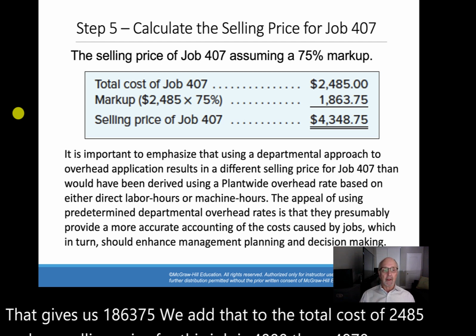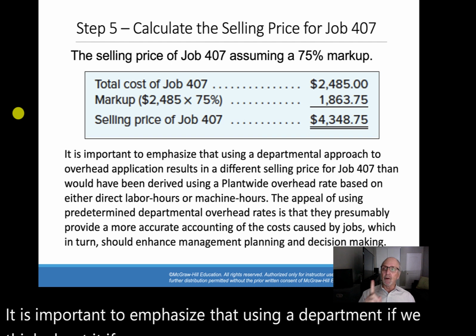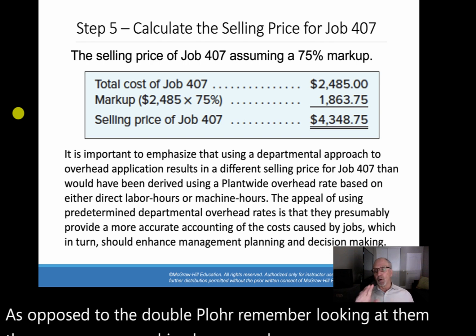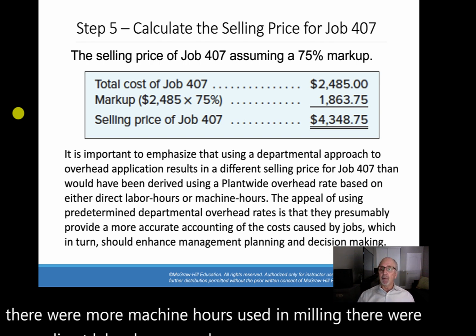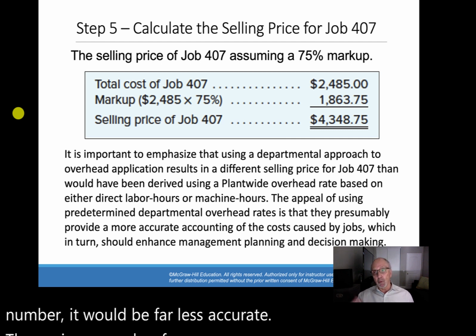$4,348.75. It is important to emphasize that using a department, if we think about it, if we used a single POHR as opposed to the double POHR, remember looking at there were more machine hours used in milling, there were more direct labor hours used in assembly. If we only used one number, it would be far less accurate than using a number for each department because of the way the costs are driven.